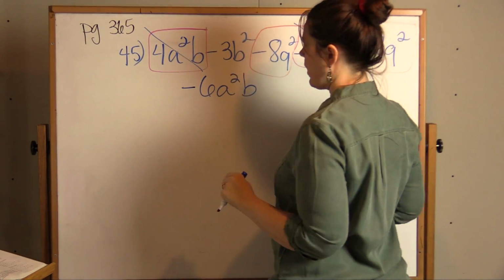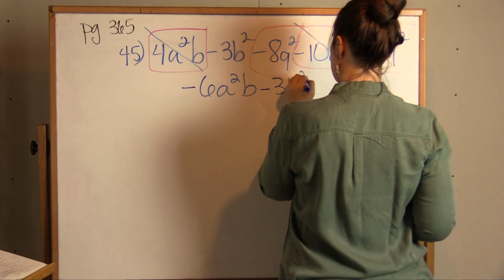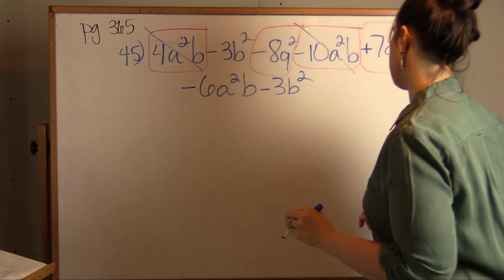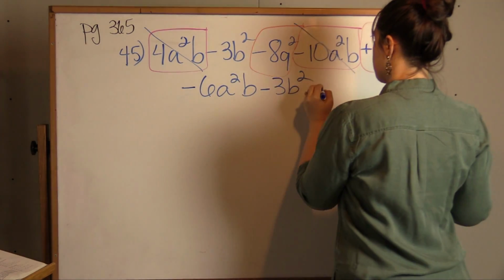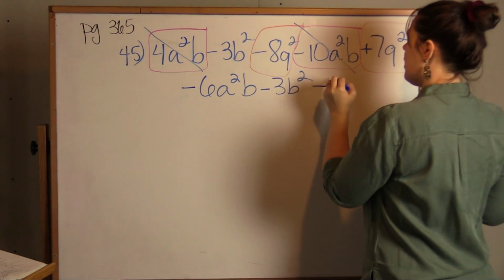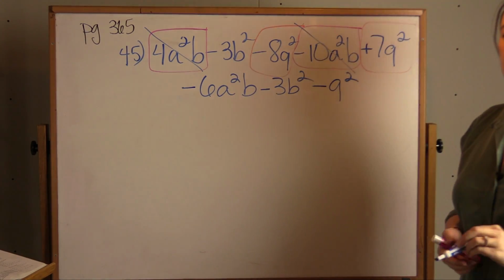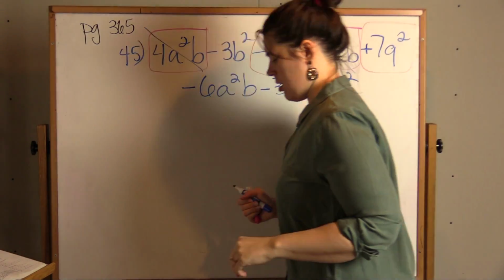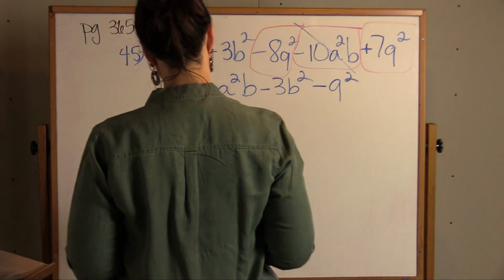Then my b squared doesn't have a partner, so I'm just going to write minus 3b squared. Then my q squareds, I have a negative 8 and a positive 7. That's going to give me a negative 1. Since it's negative 1, I'm not going to write the number 1. I'm just going to write minus q squared, and that would be my final answer. All right, 48.